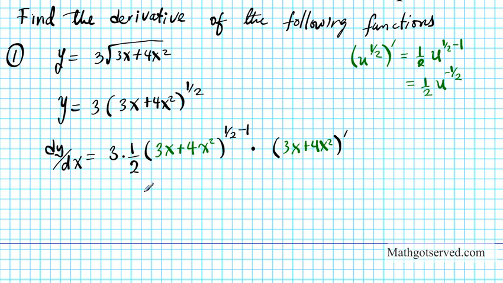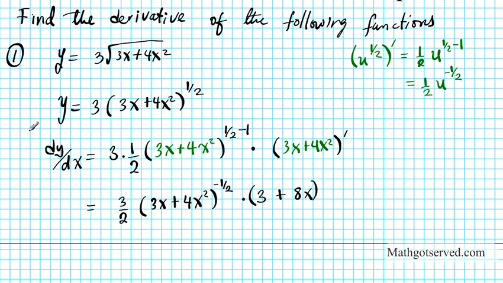All right, let's move along. So here, let's simplify this side and then differentiate this. The derivative is going to be 3 over 2 times 3x plus 4x squared to the 1/2 minus 1, which is negative 1/2. And then we use term by term differentiation for this polynomial function here. The derivative of 3x is just 3. Plus the derivative of 4x squared: multiply 2 by 4, which is 8, and then subtract 1 from that power, 8x to the 1, which is just 8x.